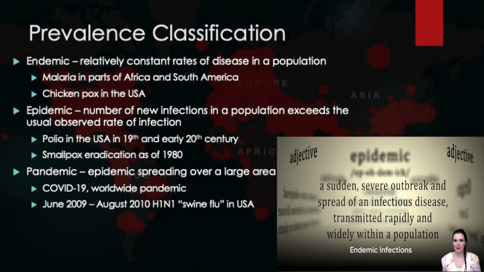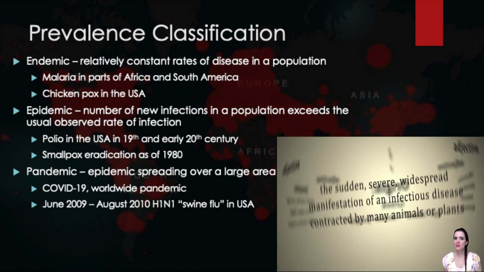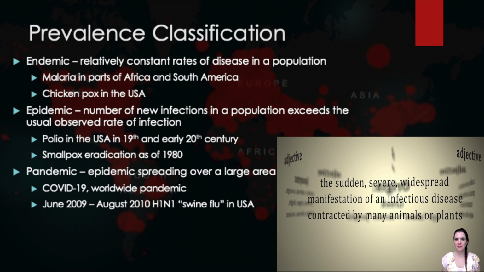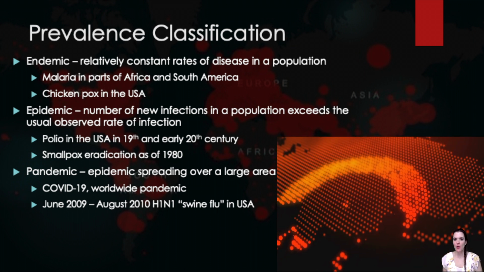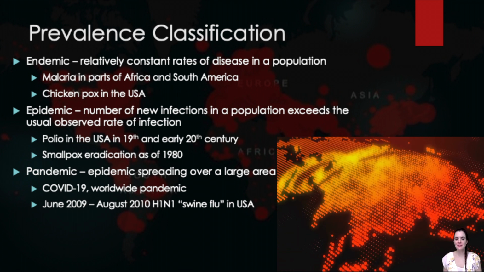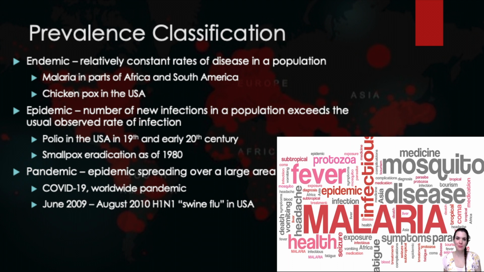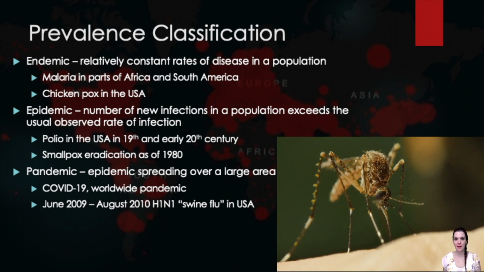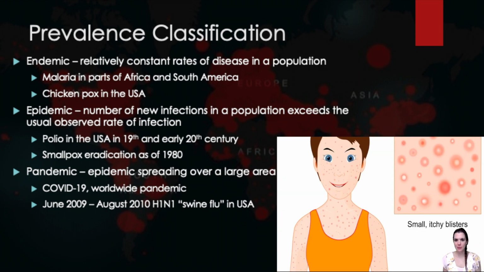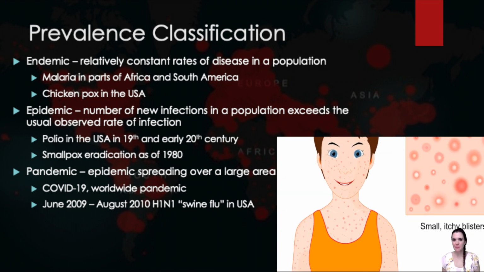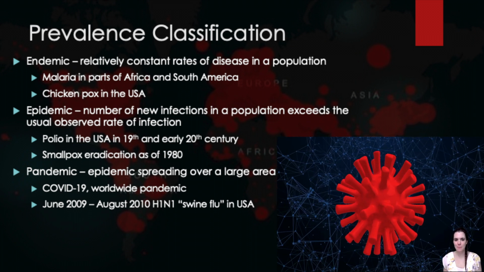Continuing on in our terminology, we need to focus on some epidemiology and the terms used when discussing the prevalence of infectious diseases. We refer to endemic infections, where there are relatively constant rates of disease in a given population. Examples include malaria in parts of Africa and South America, where this disease is commonly found. Another example is chickenpox, common in the United States.